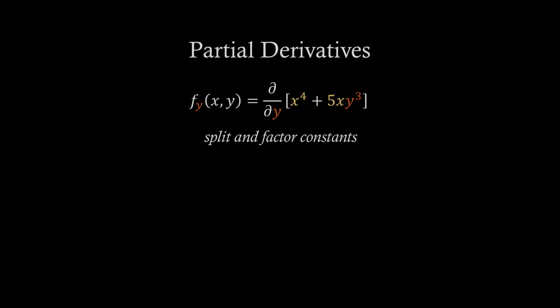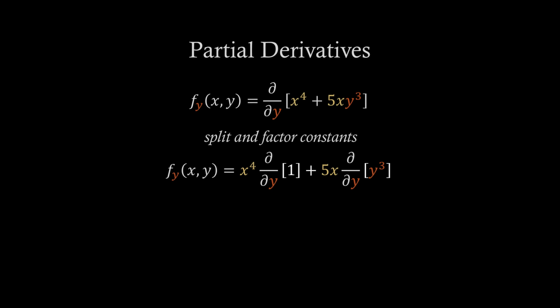We're going to do the same thing we did before, split and factor our constants. And again, this step is going to become automatic if you've practiced enough, so you're probably going to end up skipping it. But for now, let's make sure we know exactly what's going on. So I can factor the x to the fourth from my first term, which just leaves me with 1, because my term was just x to the fourth. And from the other term, we can factor the 5 and the x, because those are now my constants.